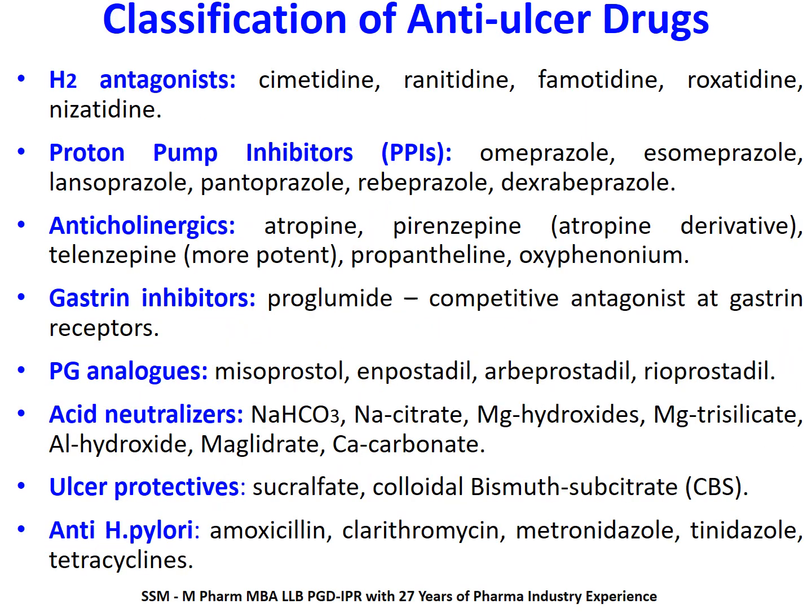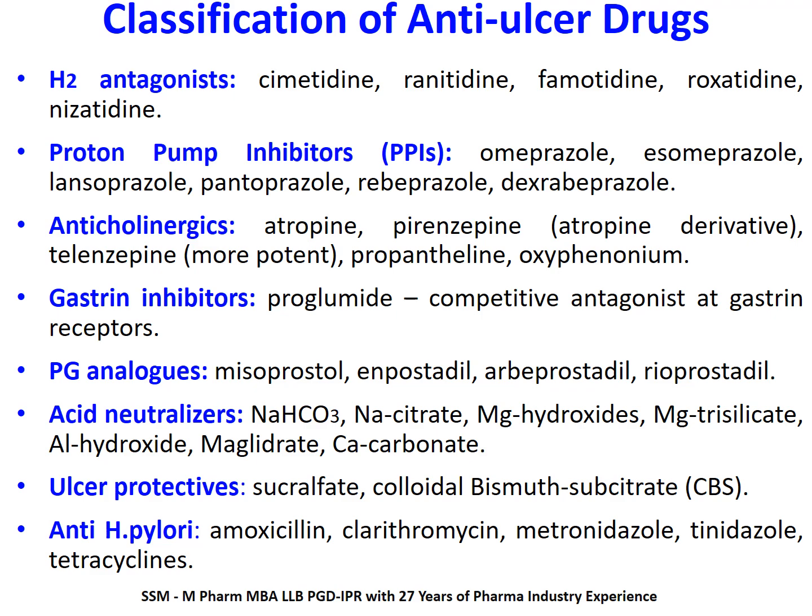Classification of anti-ulcer drugs: first class is H2 antagonists. Examples are cimetidine, ranitidine, famotidine, roxatidine, and nizatidine. Next class is proton pump inhibitors. They block the proton pump, which is the final step in the secretion of hydrochloric acid. Examples are omeprazole, esomeprazole, lansoprazole, pantoprazole, rabeprazole, dexrabeprazole.